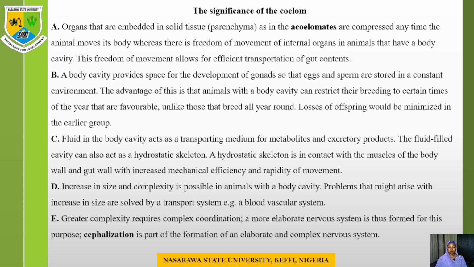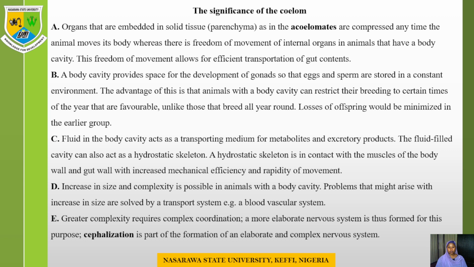The significance of the coelom. Organs embedded in solid tissue, parenchyma, as in the acoelomate, are compressed any time the animal moves its body, whereas there is freedom of movement of internal organs in animals that have a body cavity.